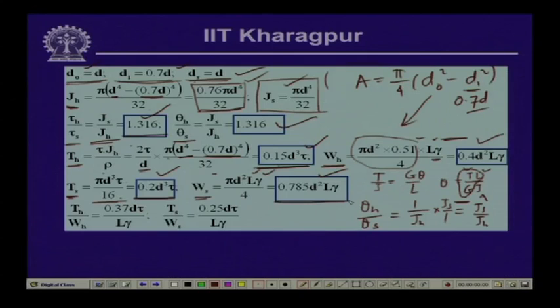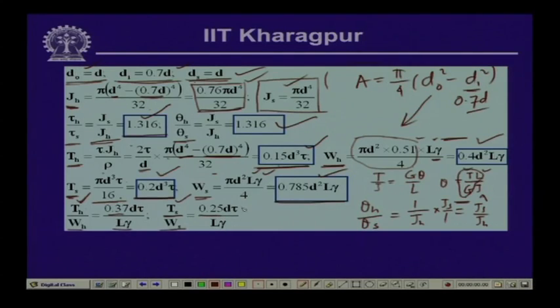Now, if we take the ratios, the T_h to W_h, that means the twisting moment that can be carried by the hollow shaft divided by the weight of the hollow shaft, is equal to 0.37 times d tau by L gamma, and the twisting moment that can be carried by the solid shaft to its weight is equal to 0.25 times d tau by L gamma.